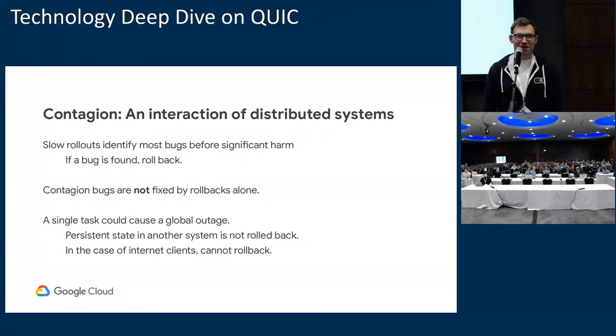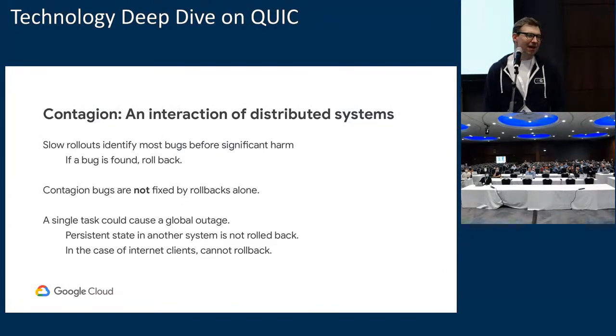So after this outage, we coined this new idea called contagion, which is like an interaction of distributed systems. A key point here is that typically at Google, we roll something out and canary it. Say we send it to, in this case, only 2 machines, but typically, you know, a rack or something. We test it, and if it starts crashing or doing something terrible, then we roll it back, right?